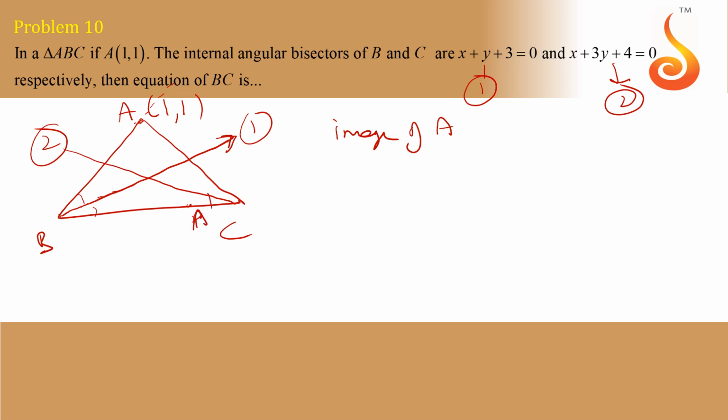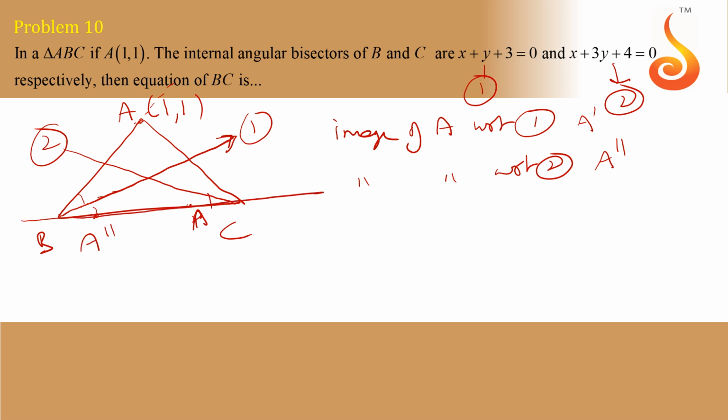Similarly, the image of A with respect to equation 1 is A dash, and the image of A with respect to the second equation is A double dash. So it also will fall on BC. So when you want the equation of BC, it is nothing but the equation of the line through A dash and A double dash. So use the image formula.